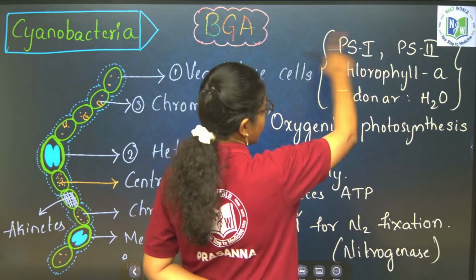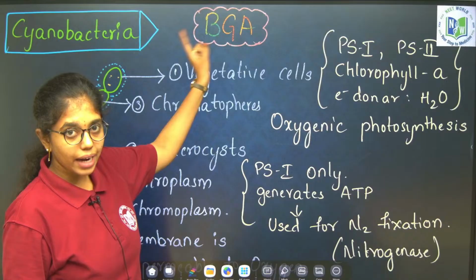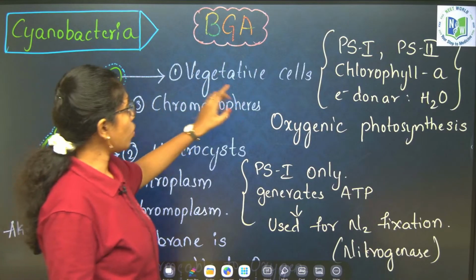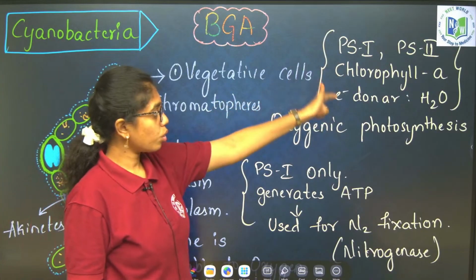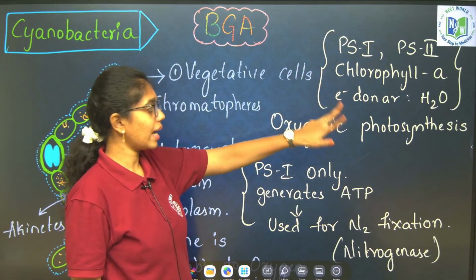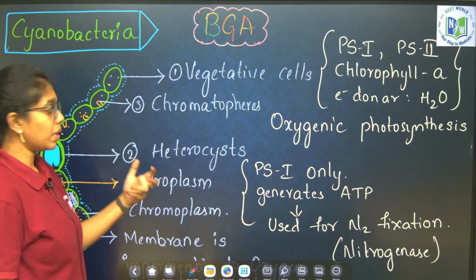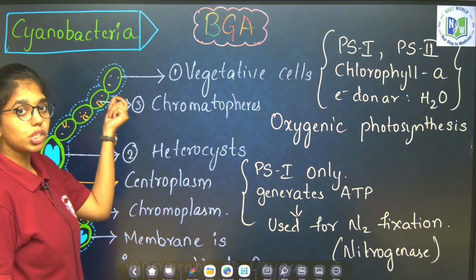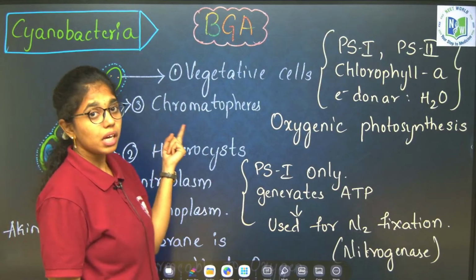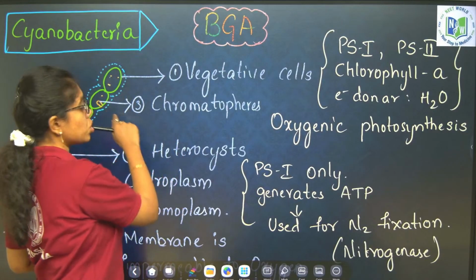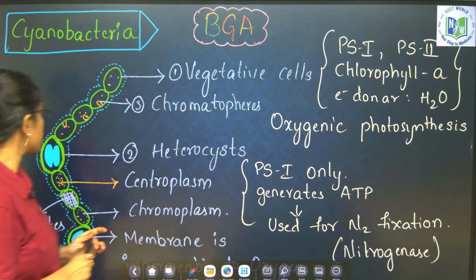From this concept we can expect a connecting question between this BGA and photosynthesis. So, what type of photosystems does it have in vegetative cells? PS1 and PS2, chlorophyll A is present, electron donor is water, and it conducts oxygenic photosynthesis. And they have some colored pigments; mesosomal extensions in blue green algae are called chromatophores. This we have learnt in cell biology. Mesosomal extensions with colored pigments in BGA are called chromatophores.